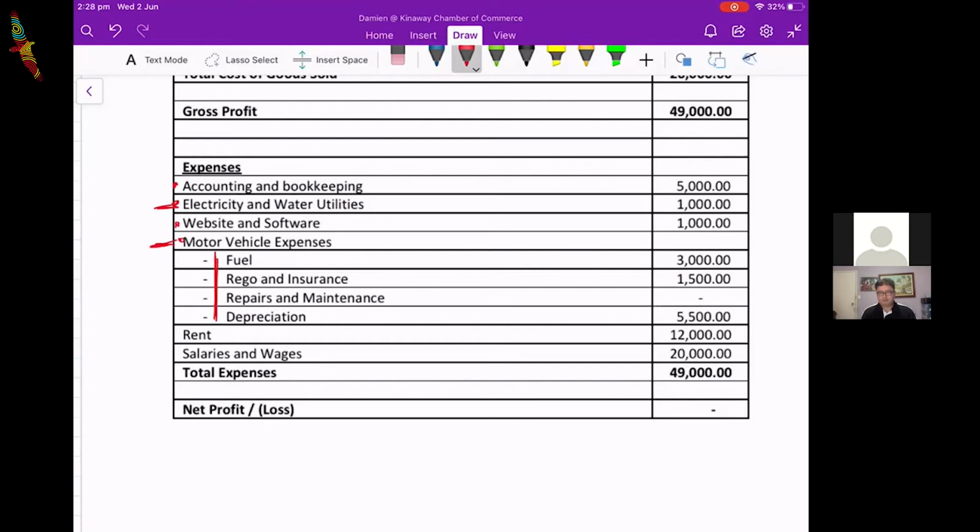So let's have a little bit of a look at what these motor vehicle expenses are, and as we progress, we'll understand why having a breakdown of these motor vehicle expenses is very good for analysing what our profit and loss is telling us. So the first thing we know is obviously the fuel. We've got rego and insurance. That's pretty standard. We've got repairs and maintenance, and we've got depreciation. The depreciation is telling me that ABC company owns the vehicle.